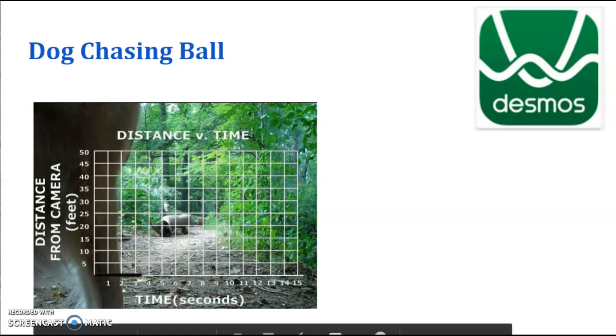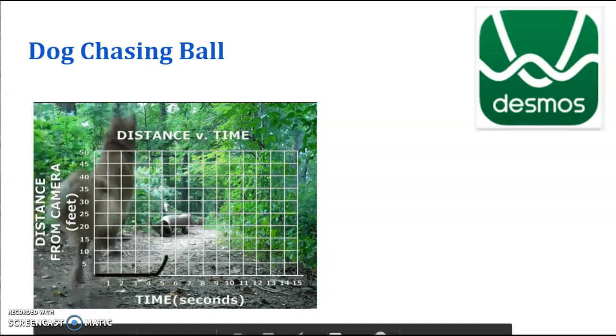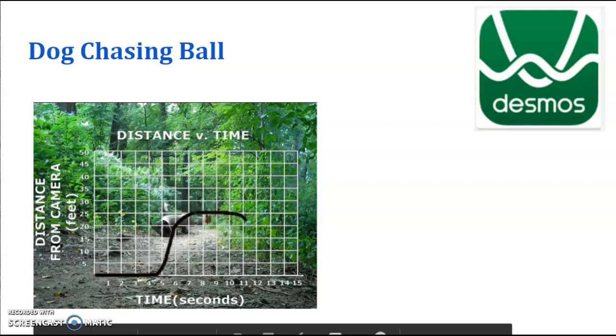Okay, and now they're going to graph it. Look at what happens at 4 seconds. A little after 4 seconds, he's going away, and slows down and fetches the ball, and then starts coming back. So the distance is decreasing there.